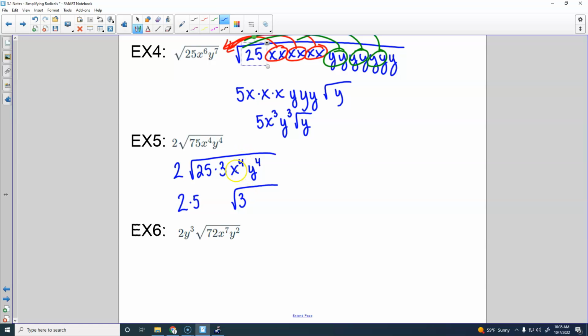X to the 4th is going to try to escape. How many of the x's are going to actually make it out? Just 2. Y to the 4th is going to try to escape. How many actually make it out? 2. None of them are left because they all tried to escape. They either made it or didn't, right? But they're not in prison anymore. This would be our answer. We need to multiply that 2 and that 5 together. So we would get 10 x squared y squared times the square root of 3.